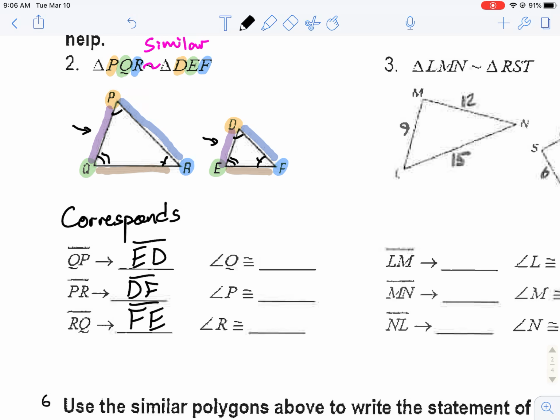Then as I look at the angles, angles are in fact congruent when we're talking about similar polygons. So angle Q would be congruent to angle E. Angle P would be congruent to angle D. And then angle R is congruent to angle F.